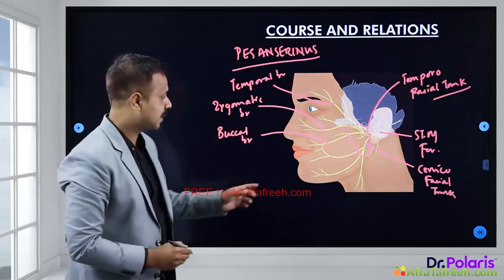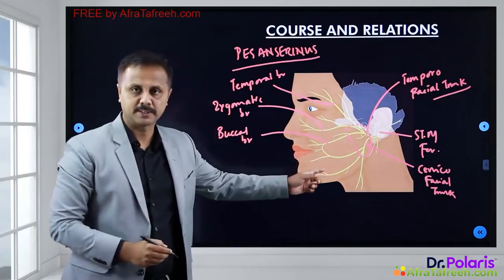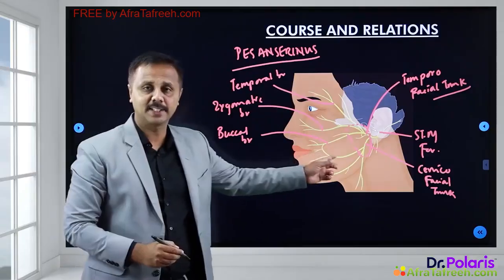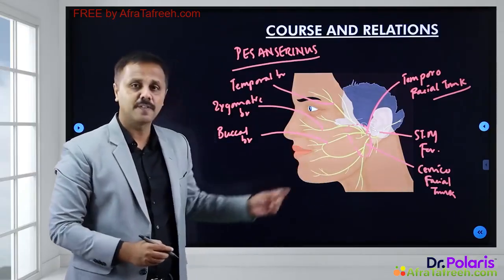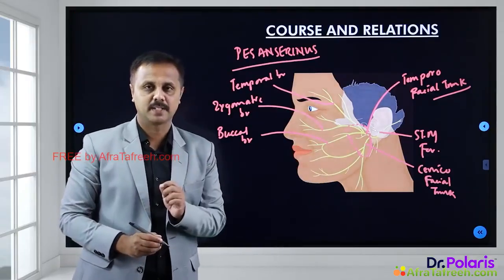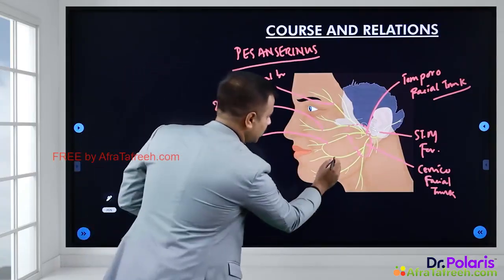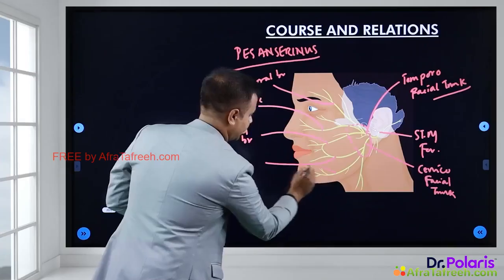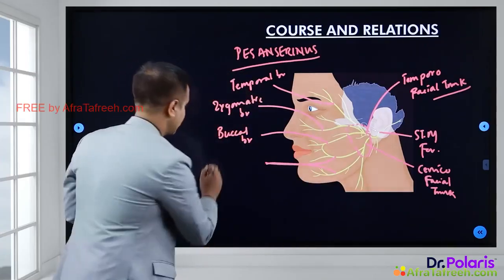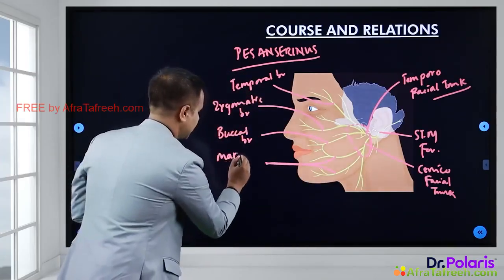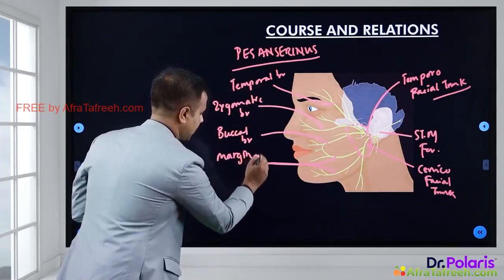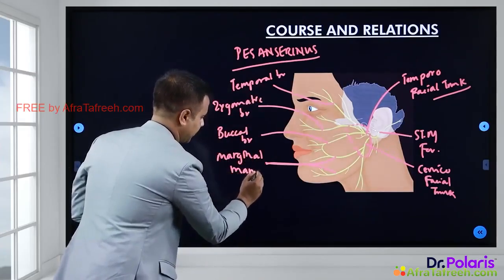Often our textbooks describe that there are 2 buccal branches, but according to the latest edition of Gray's Anatomy, there is often a single buccal branch, and there are 2 marginal mandibular branches. Right? So remember this important point. This is the marginal mandibular branch.